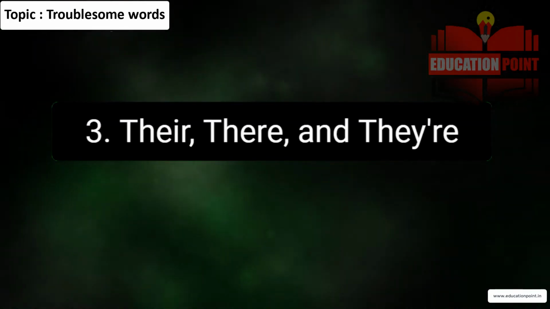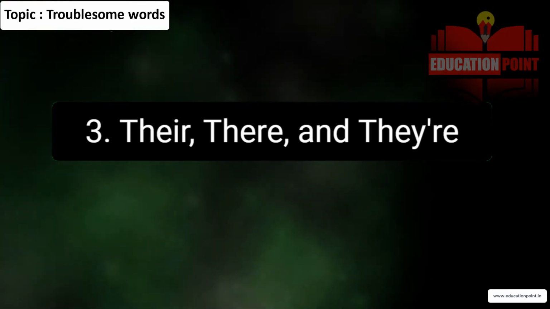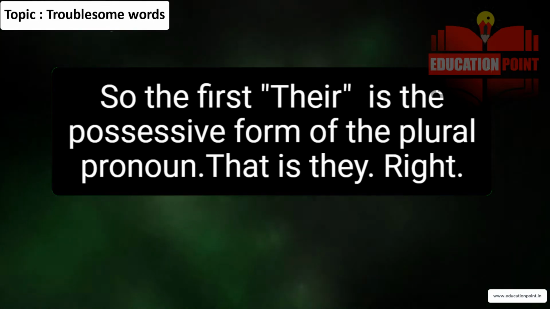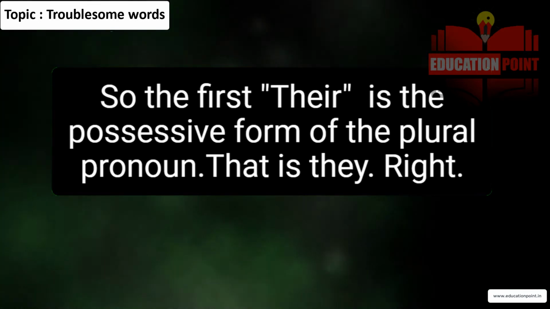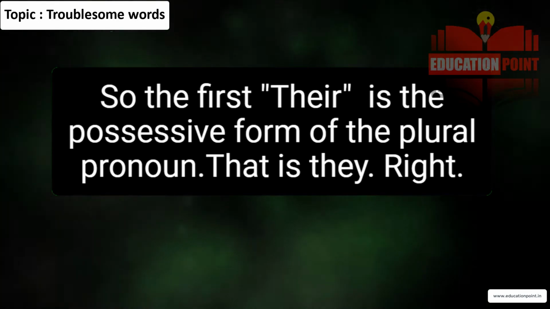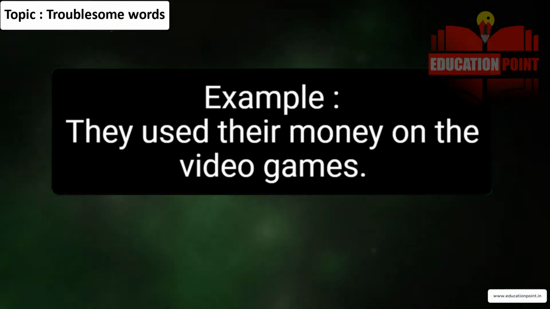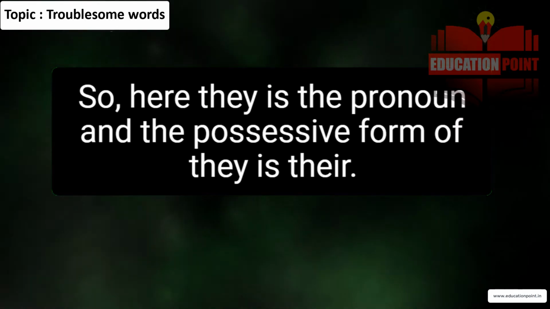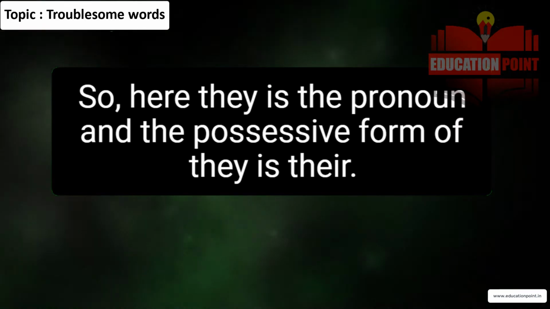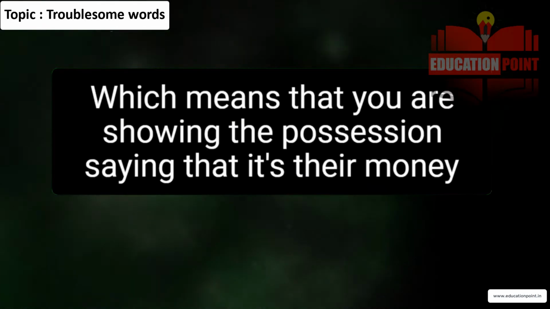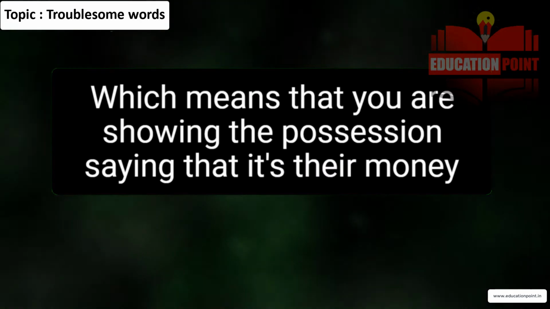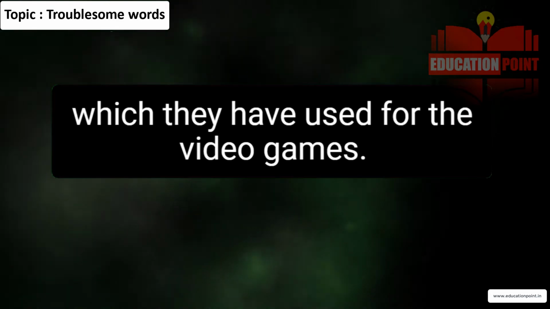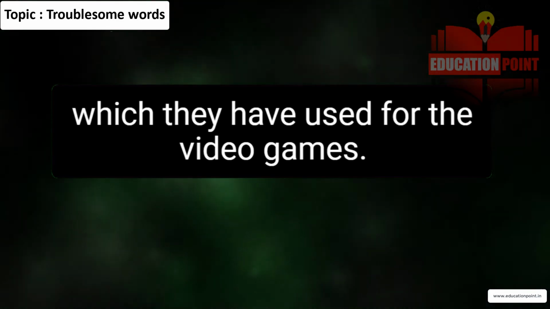The third set of words are their, there, and they're. So the first, "their", is the possessive form of the plural pronoun, that is "they", right? Example, they used their money on the video games. So here "they" is the pronoun and the possessive form of "they" is "their", which means that you are showing the possession, saying that it's their money which they have used for the video games.